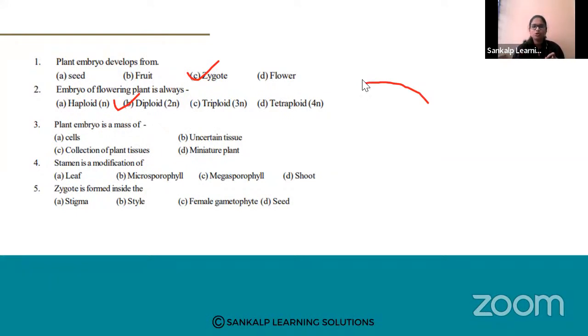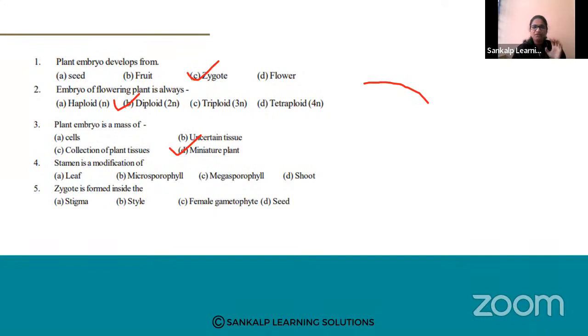Most of you answered it as option C, and many commented option A. Some commented option C, collection of plant tissues. But the right answer here is miniature plant. Plant embryo is not a mass of only cells. It is not an uncertain tissue either. It will have the cells which will form a plant in future. So option D is the right answer, guys.